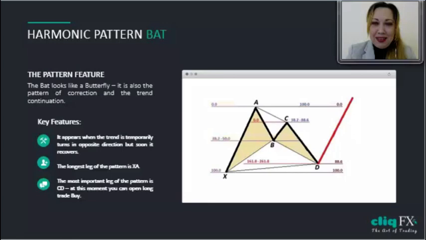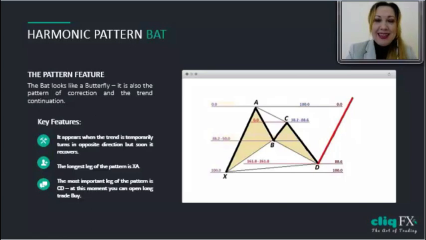It means that it appears on the chart when the trend temporarily changes its direction into the opposite, but soon it recovers and comes back to the previous one. How do we define that? To illustrate how the pattern works, we will show you an example on the bullish bat. As was mentioned before, it looks identical to the butterfly, but it has certain legs, which are segments XA, AB, BC, and CD.